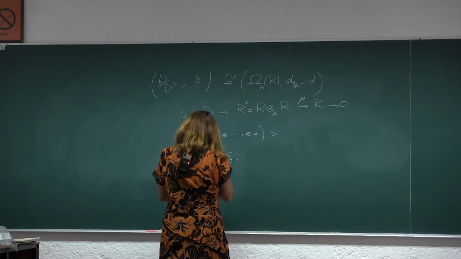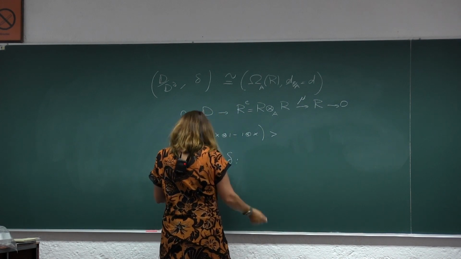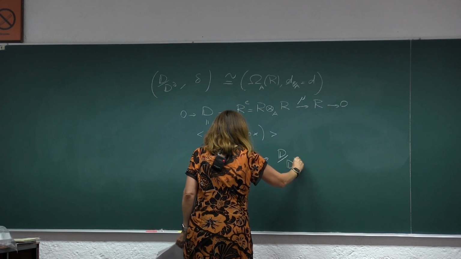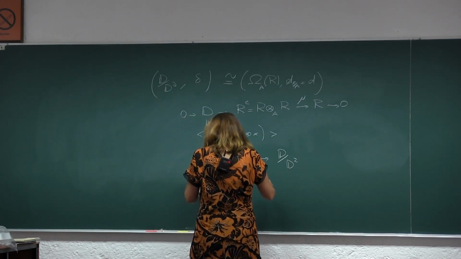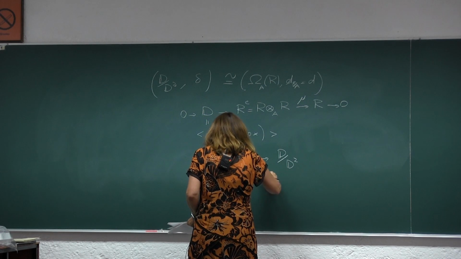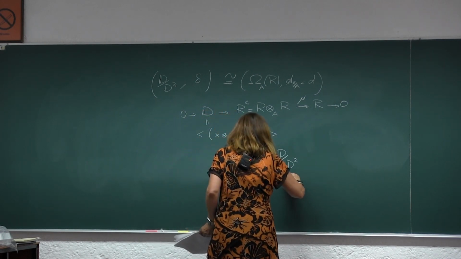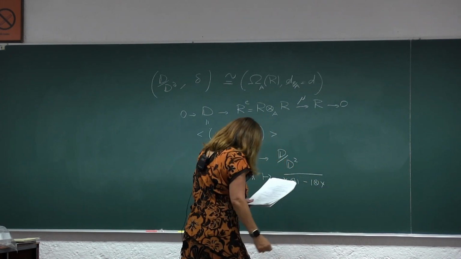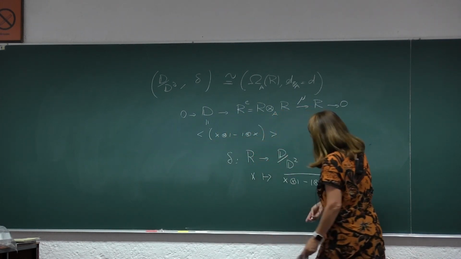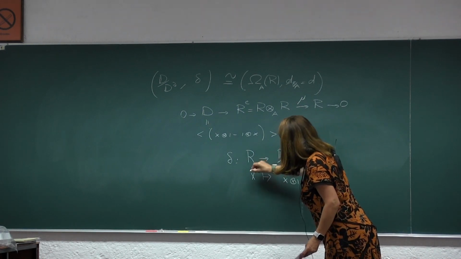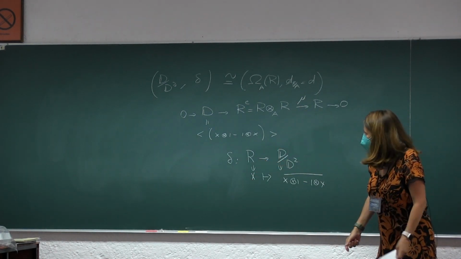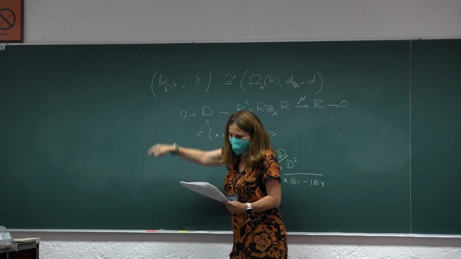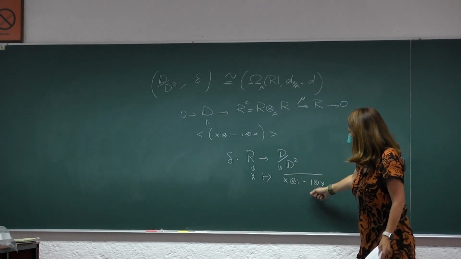And now the map delta, since we want it to be a differential, let me write it like this, goes from R to d over d squared. And what does it do? It sends an element x to the image of x tensor 1 minus 1 tensor x. Okay, it's enough to define it here, and this is obviously an element here. So we already argued that d mod d squared is an R module, and this map is defined as an R linear map.